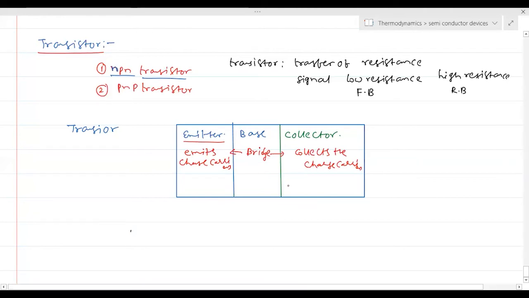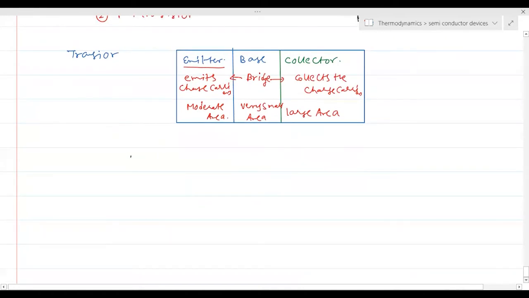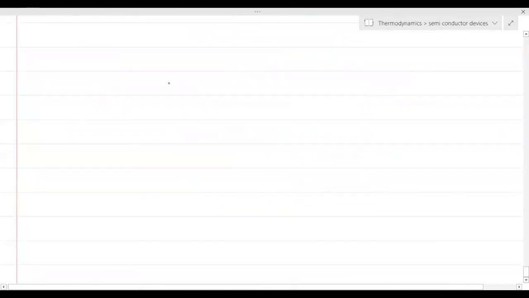This is called large area dimensionally. This one has a very small area, and this one has a moderate area. First we will understand the PNP and NPN transistors, and later we will think of their functions.